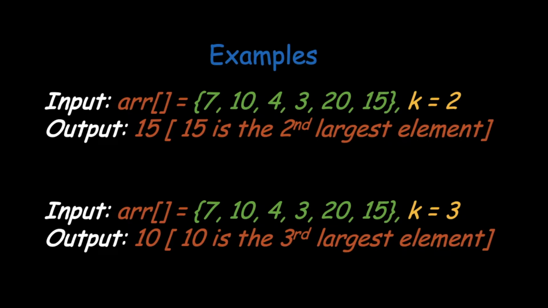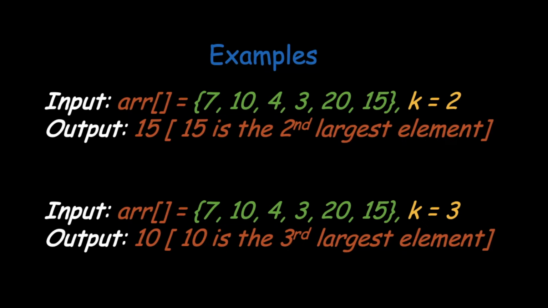So let's look at the example. If we take an example where we have an array that contains the elements 7, 10, 4, 3, 20 and 15, and we are given k equal to 2, then the problem statement is we need to find the second largest element in this array. So in this case, 15 will be the second largest element in the given array.